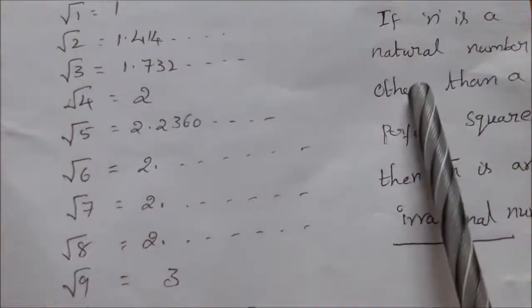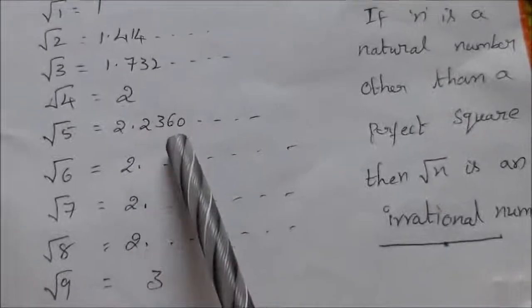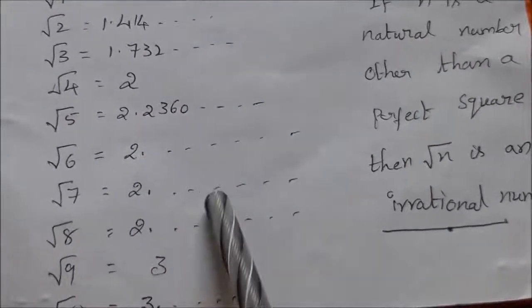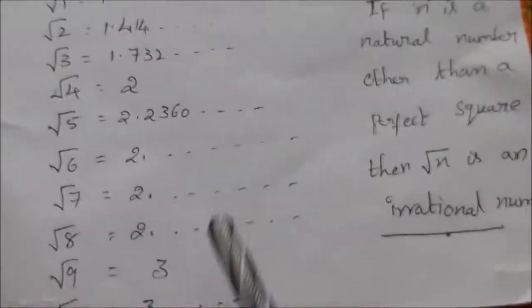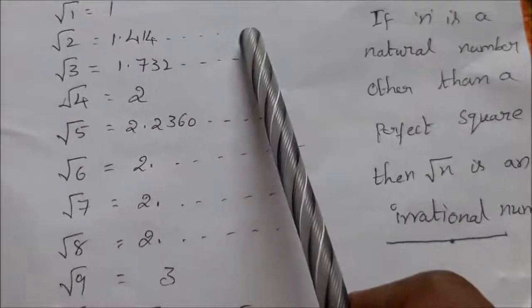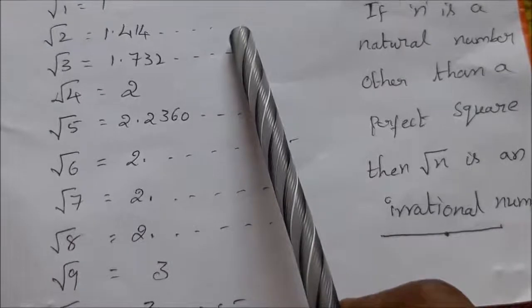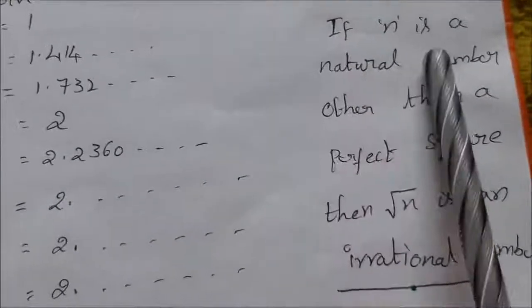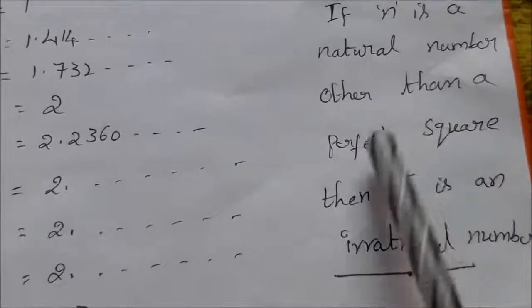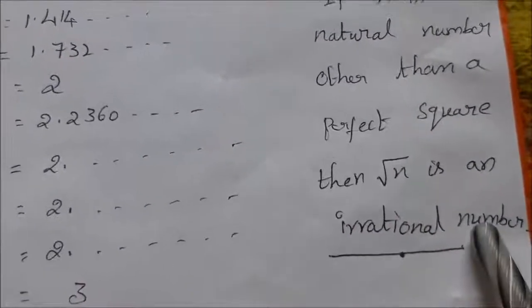Consider square root 2, square root 3, square root 5, square root 6, square root of 7, square root of 8 and square root of 10. These are neither terminating nor non-terminating repeating decimals. That's why these are called irrational numbers. If n is a natural number other than a perfect square, then square root of n is an irrational number.